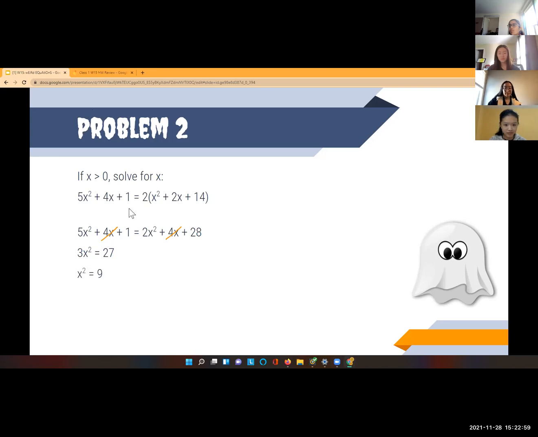And I see that someone said in the chat, x equals 3 or x equals -3, which is technically true, but remember the directions in this problem say if x is greater than 0. Yeah, exactly. So the answer would just be 3.